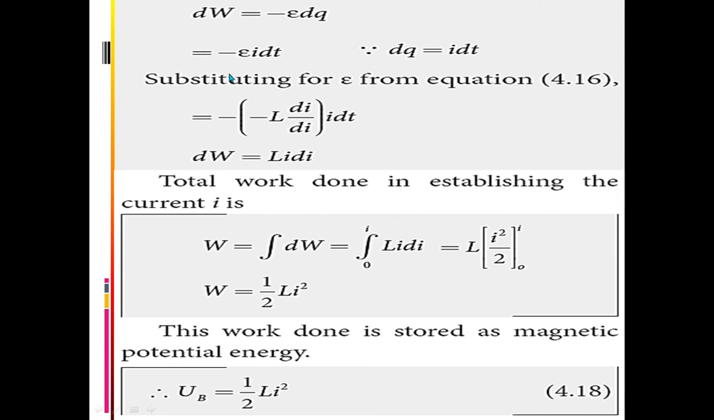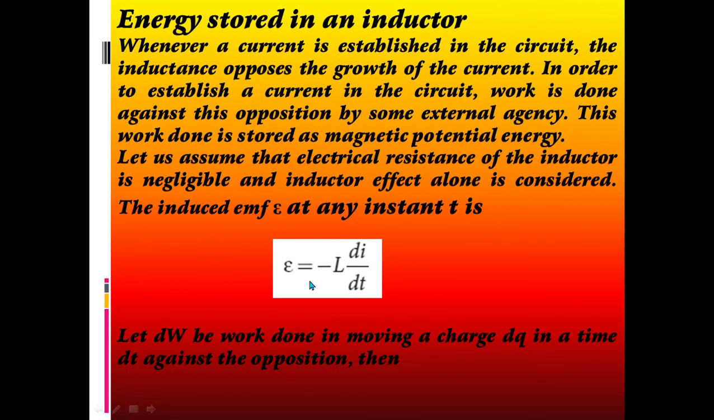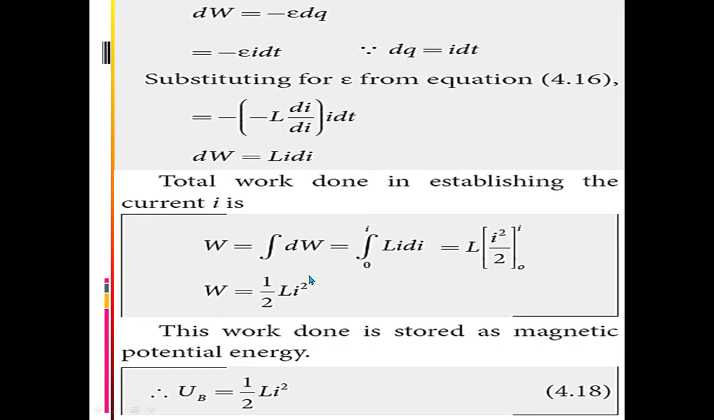So substituting for epsilon from equation 4.1, epsilon value is minus L into di by dt. Next step is minus into minus. Epsilon value is minus L into di by dt into I into dt. Minus into minus is plus. So here, di by dt, this is a very small mistake in your textbook. Please change it in your textbook. This term is not di, this is dt. So di by dt into I into dt. The dt cancel each other, and the remaining term, minus and minus plus, gives dW is equal to L I into di.